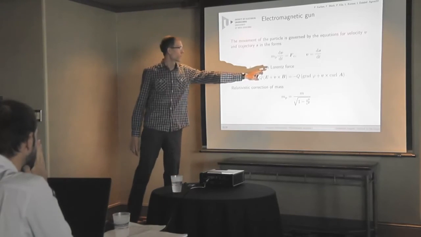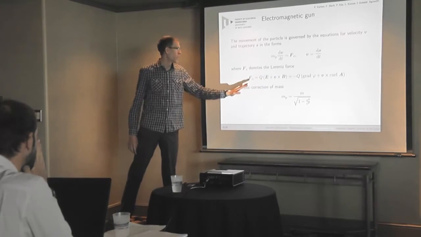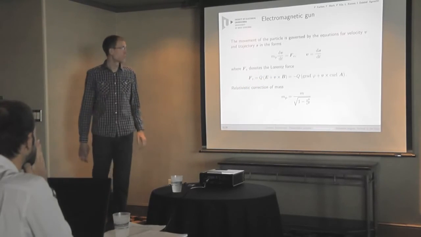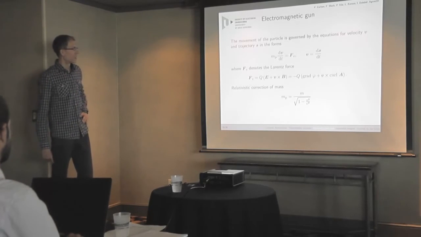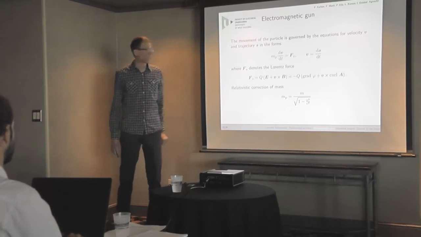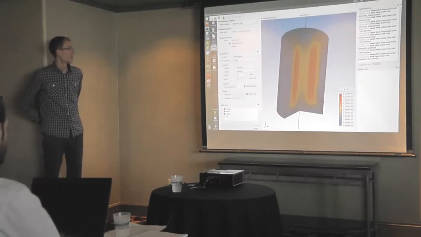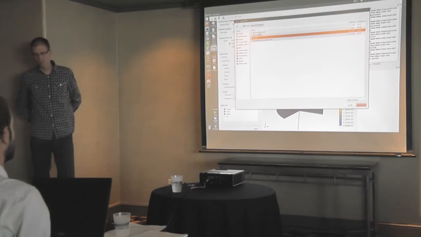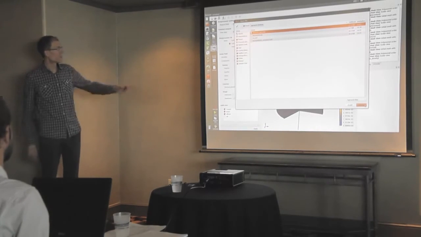Lorentz force will be calculated from the field. It's given by this formula, and the equations for movement of the particles. The speeds are quite high, so we will use relativistic correction to mass. So now we will not draw the geometry again, because you had the idea from the previous example. We will just load it.